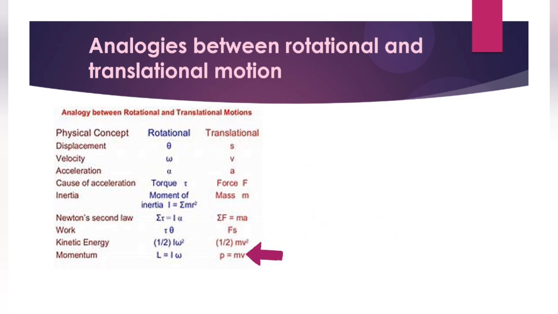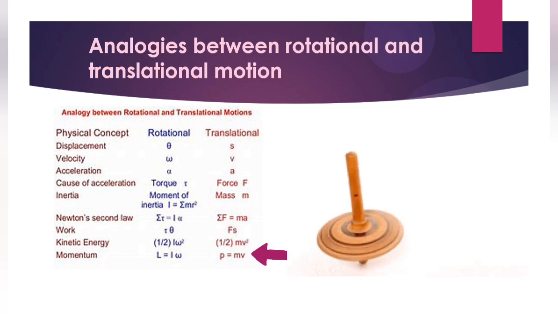Momentum of translational motion is represented as p = mv. In rotational motion, it's represented as L = I omega.